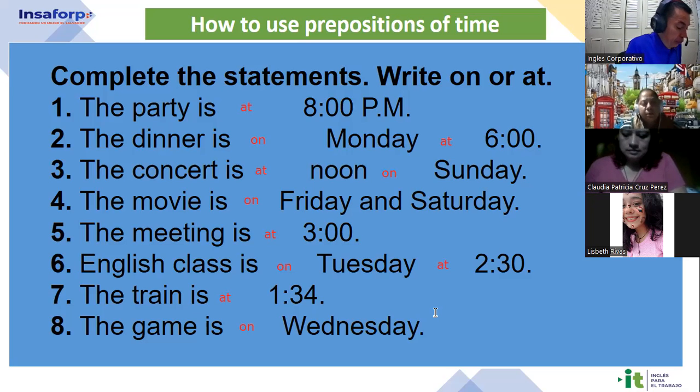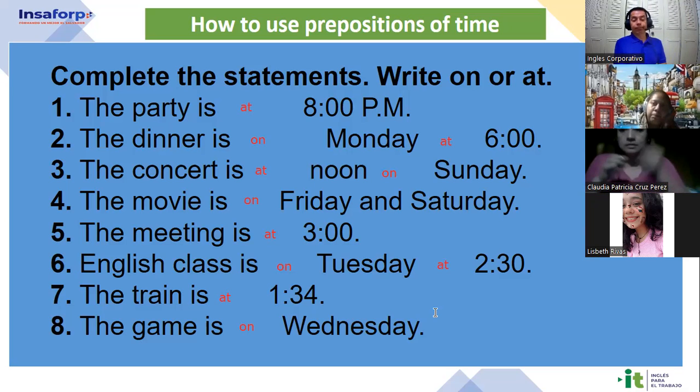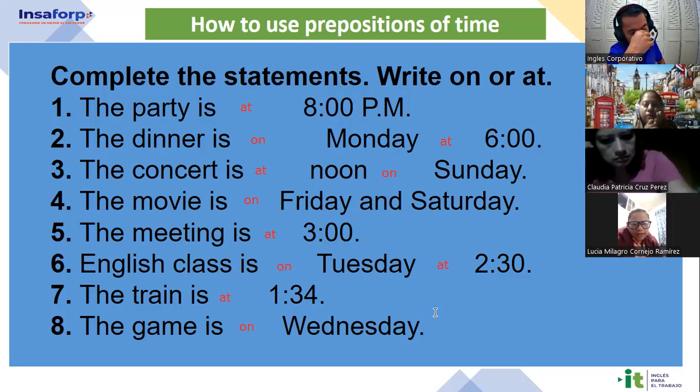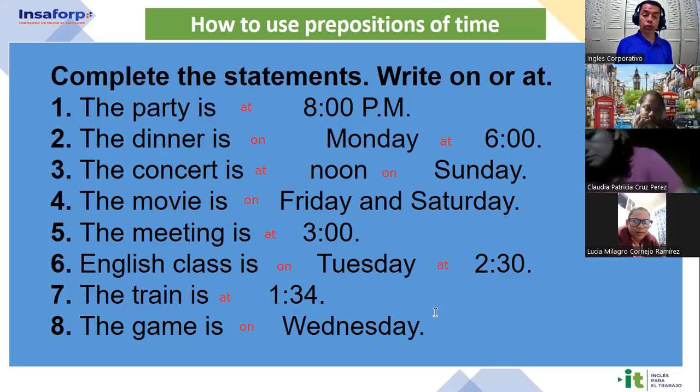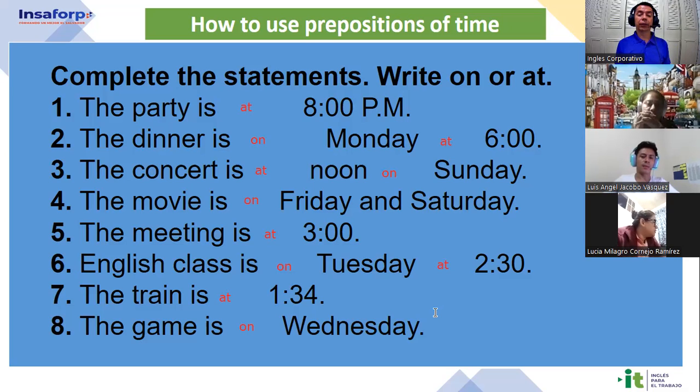Number 5 and 6 is going to be Lucia. Come on, Lucia. 5 and 6. Repeat. The meeting is at 3. So, English class is on Tuesday at 1. No, 2:30, right? 2:30. Yes, so Lucia is at 2:30. Okay, thank you very much. And 7 and 8, Luis, please. The train is at 1:34. The game is on Wednesday. Okie dokie. Thank you very much.